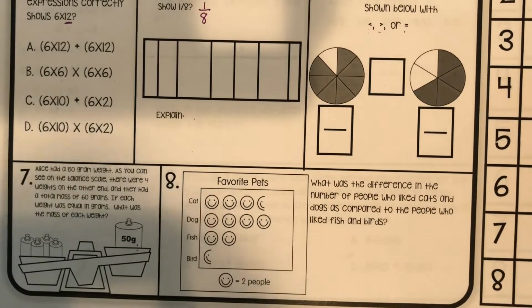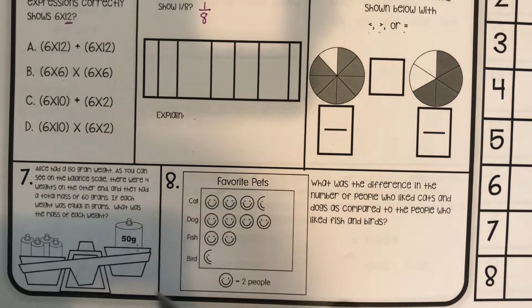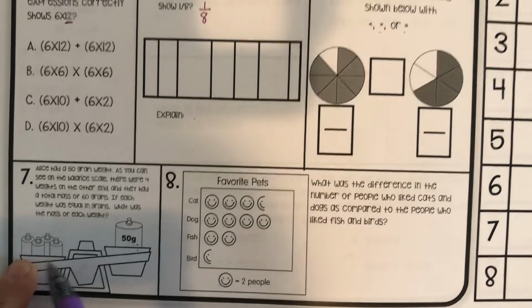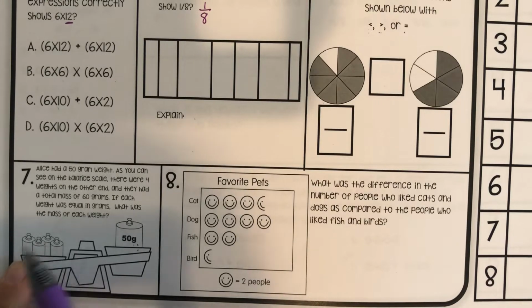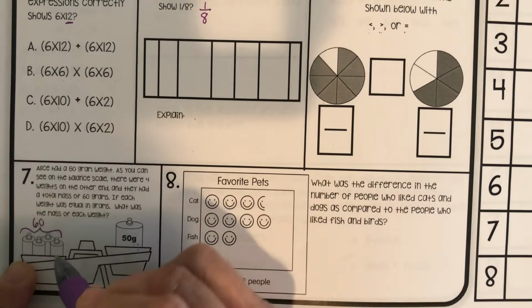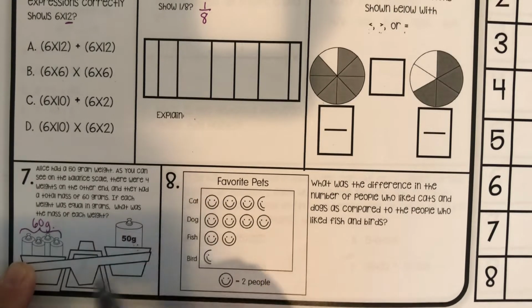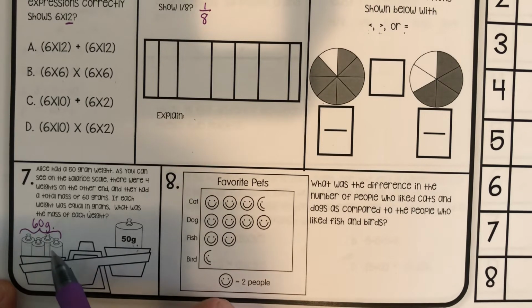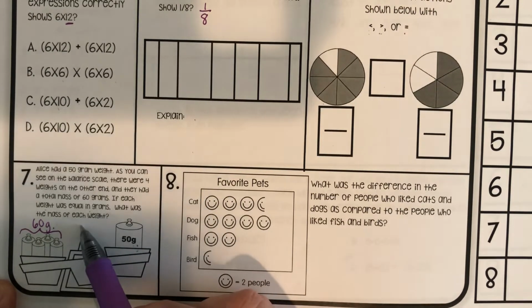Okay, number 7 is a little tricky. Alice has a 50-gram weight over here. On this side of the balance scale, there are 4 weights, and these weigh 60 grams, okay? If each weight is equal in grams, meaning each one of these weighs the same, what was the mass of each weight?